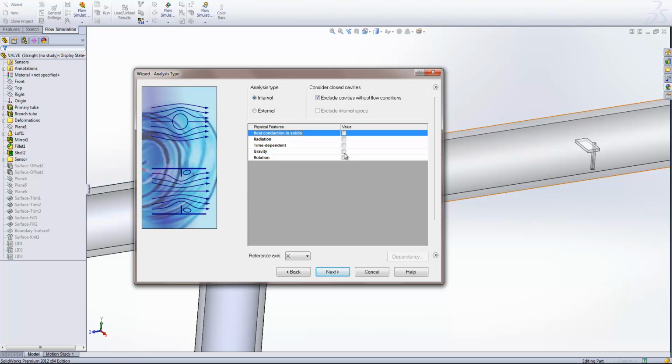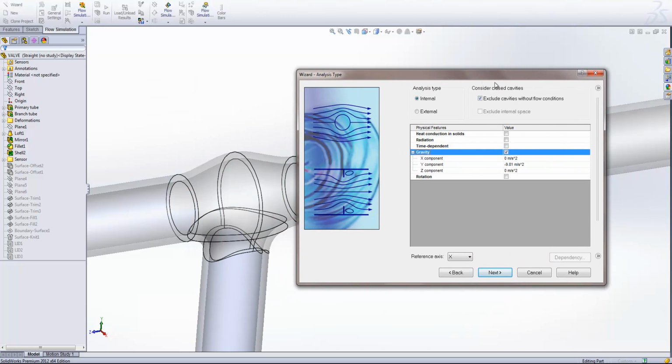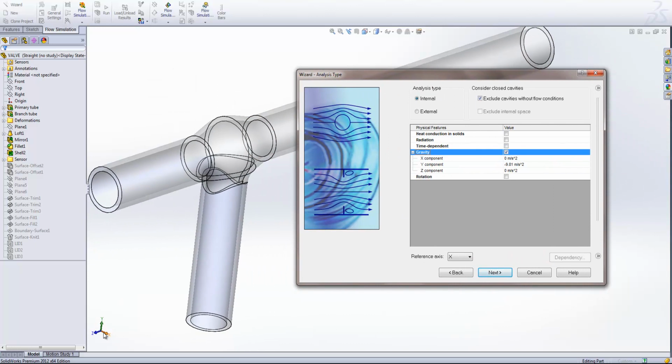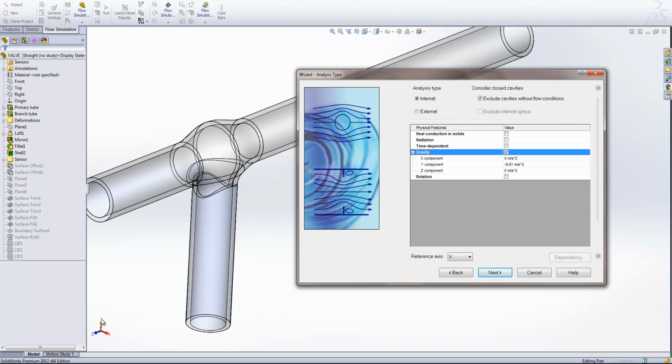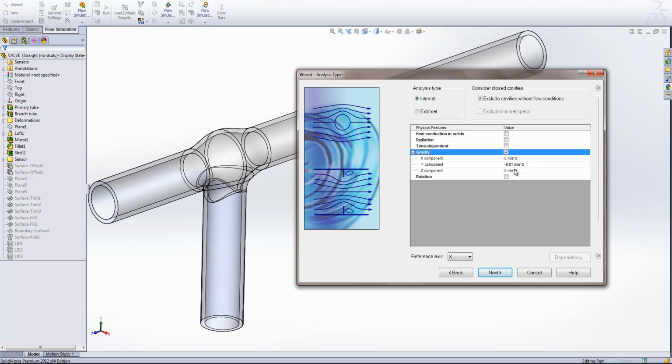Here we've got gravity, and I'm actually going to check that because we're going to use that in this case. It's fairly self-explanatory. All we need to do is make sure that we're specifying the direction. So I'm just going to check with my coordinate system icon down the bottom here, and my gravity is in the negative y direction, so minus 9.81 meters a second squared in the y direction is absolutely fine. We'll leave that as it is.